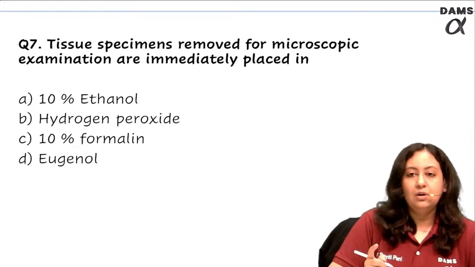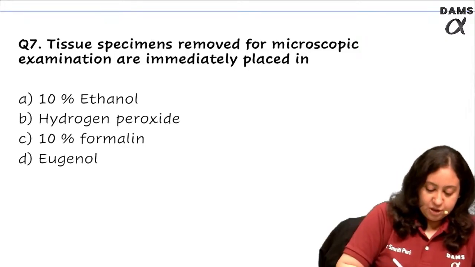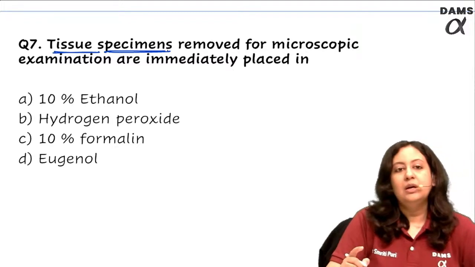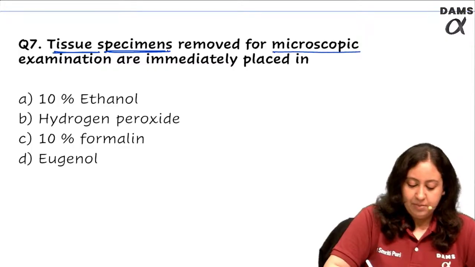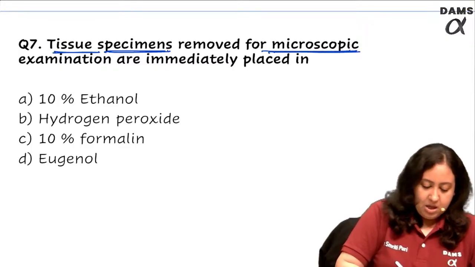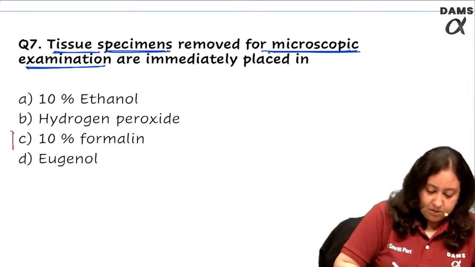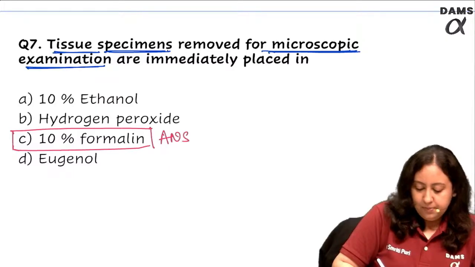Okay. Very good. Now let's come and discuss question number 7. Tissue specimens. They're asking you tissue specimen. Please pay attention. They have not specified the type of tissue, whether it is a soft tissue or a bony tissue. Alright, but they have definitely mentioned microscopic examination. Alright, the answer here is option C, that is 10% formalin.